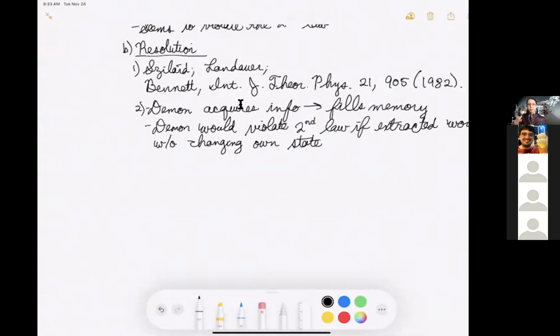So if the demon can erase its memory without paying more work than it extracted, then it can violate the second law. But according to Landauer's principle, the erasure does cost work. And in fact, the work cost of erasure will end up being at least as great as the work extracted. So the demon doesn't actually violate the second law.